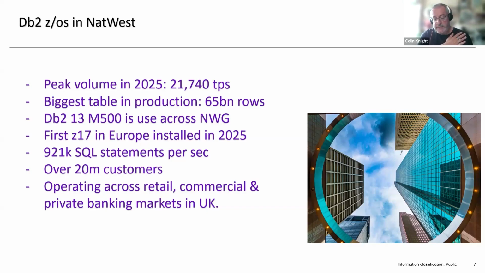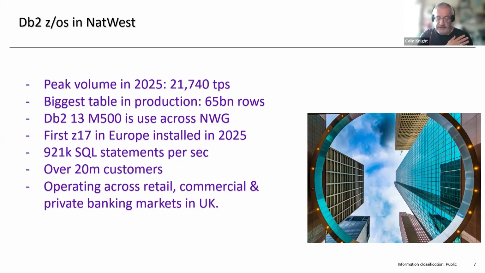Peak days in 2025, we saw 21,740 transactions per second. A large amount of those were CICS transactions. We have a large CICS environment, but also off-host transactions that are coming in through the old distributed connections into DB2. We also have a table, the biggest table we have, 65 billion rows.